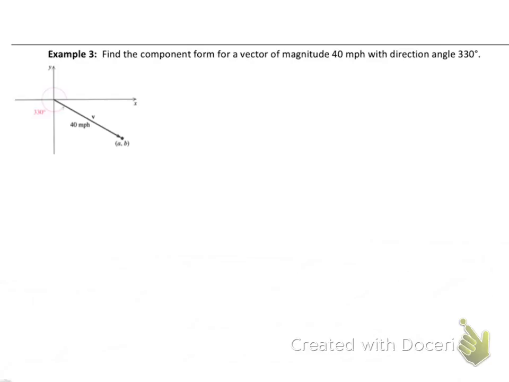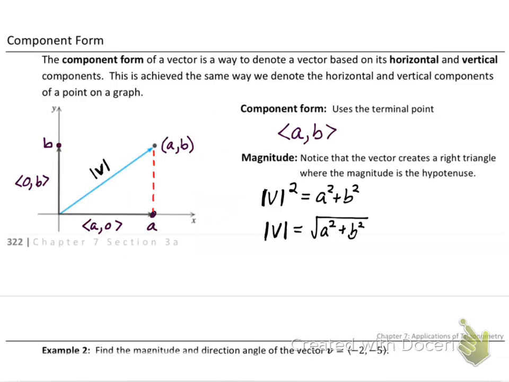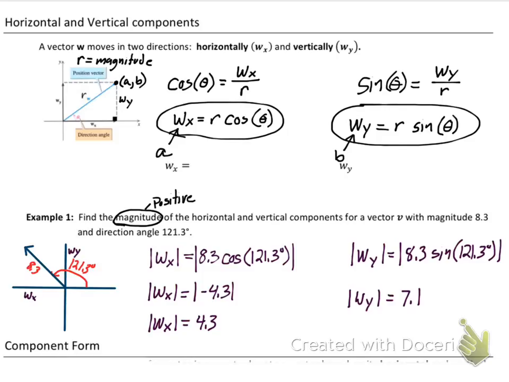All right, we're trying to find the component form for a vector of magnitude 40 miles per hour with the direction of 330. Once again, I'm going to make a sketch of it, except I don't know where it ends. I just know this length is 40. I don't know what my a is and what my b is, because that would already be my vector form. So we want to find our values of a and b. Well, if we go back to some notes we had, a is just our horizontal movement, and b is just our vertical movement. So we already have the formulas down for that.